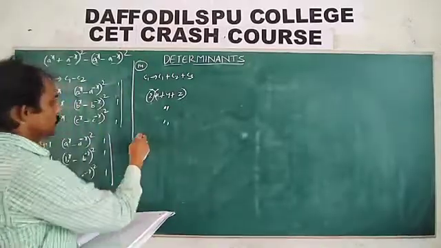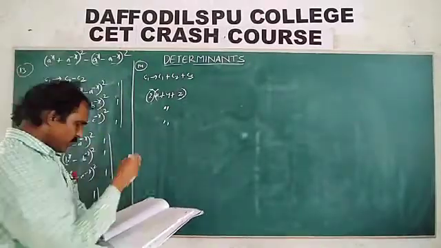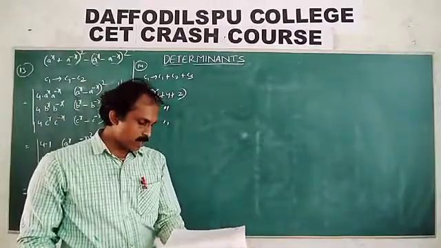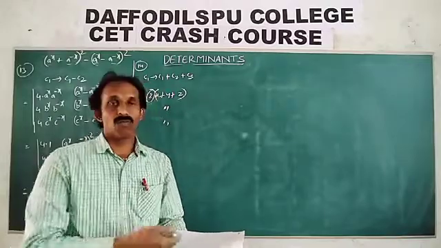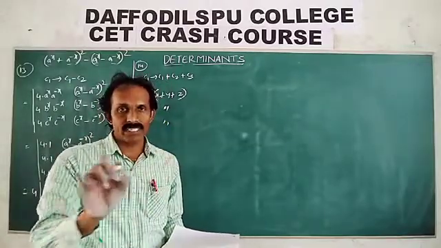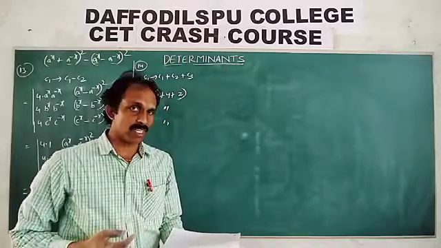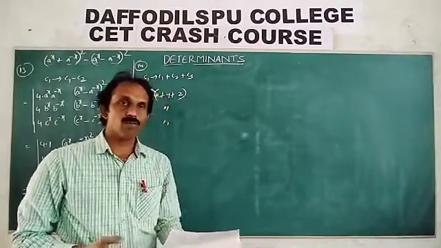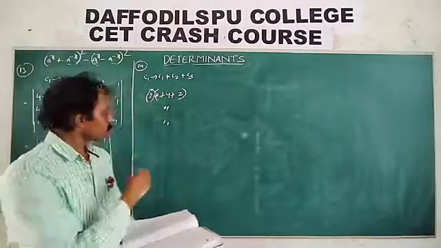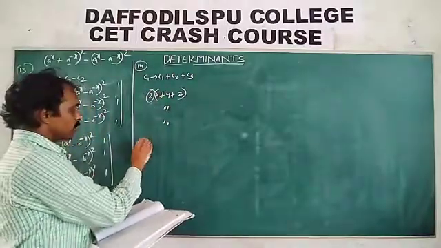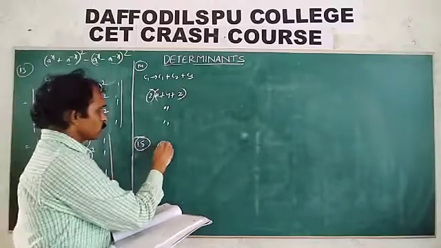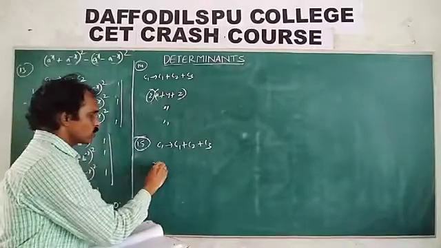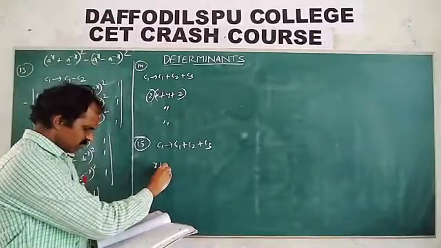Next, question 15. Given that x is equal to minus 9 is a root of f of x is equal to 0, find f of x, which is a quadratic equation in terms of x. If x is equal to minus 9, substitute and then find the other roots. Otherwise, apply the operation C1 gives C1 plus C2 plus C3.